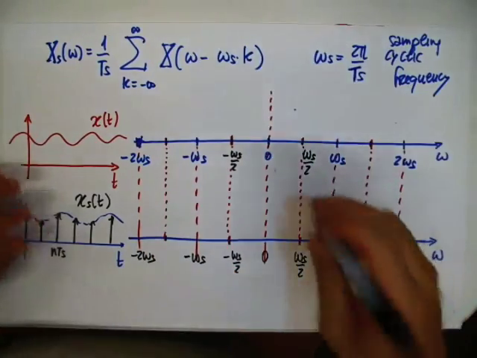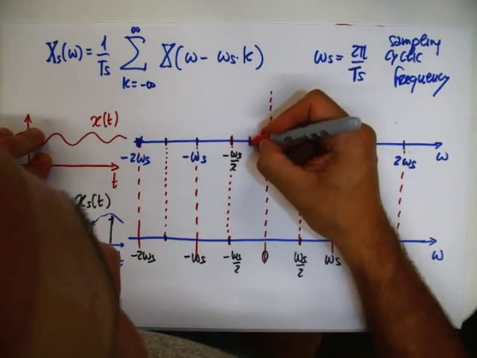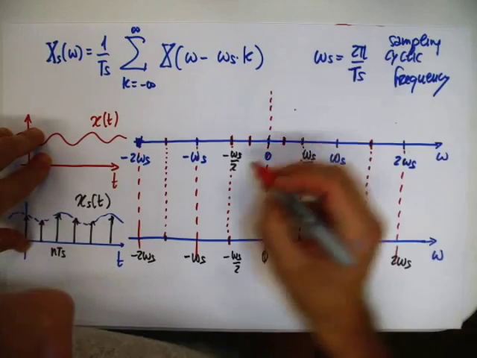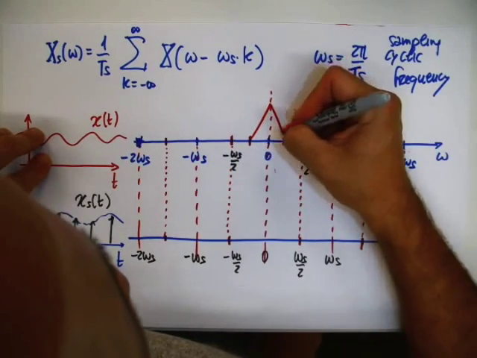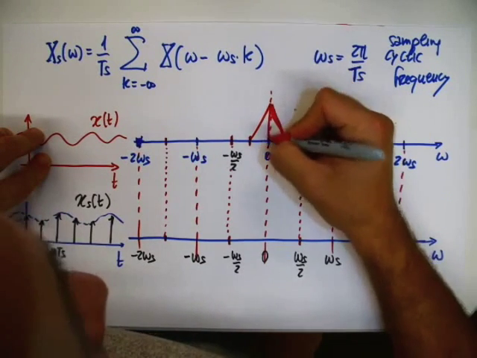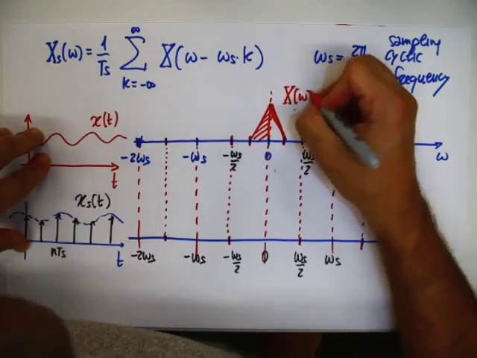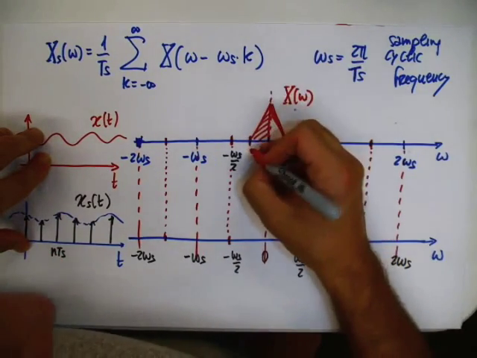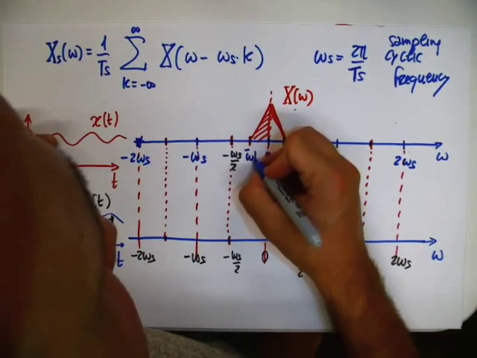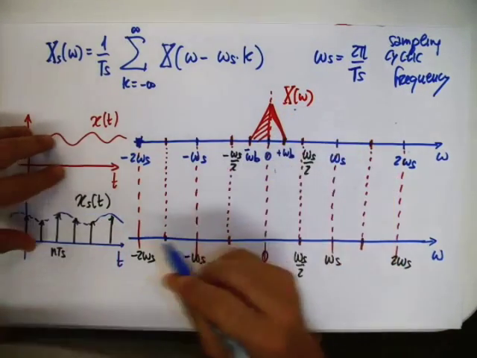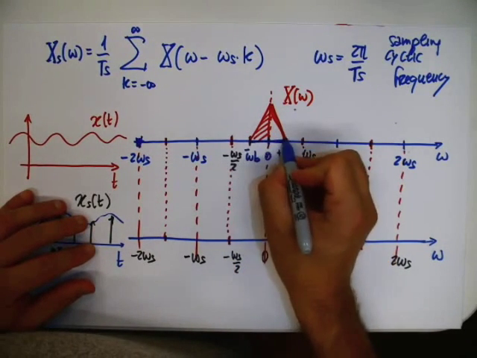Now, I'm going to assume that the original spectrum is within this band, and it has this shape. This is X of omega, and it is bounded, between minus omega b and plus omega b. Okay, so it's only non-zero within this band.